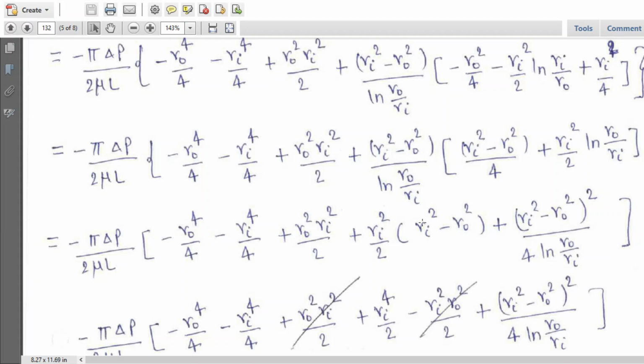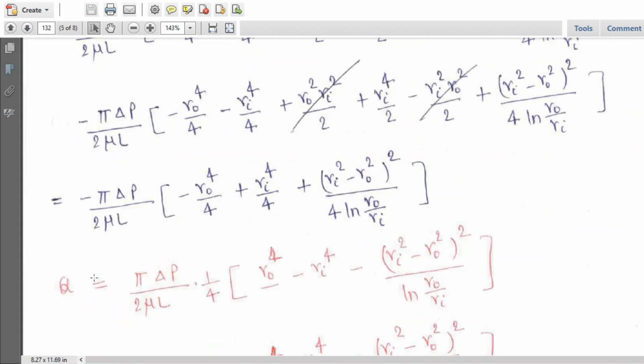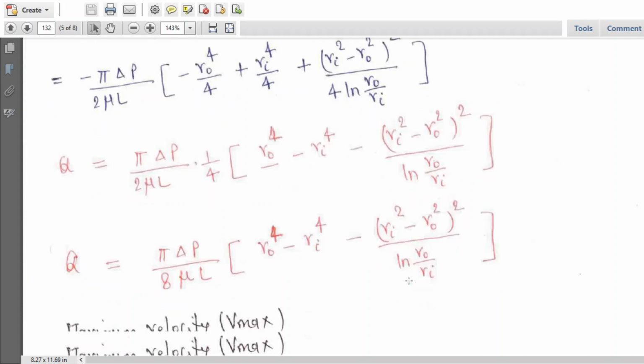Again we can reopen it here, and you get this term. We multiply here, and these two get cancelled. Finally we end up with the Q expression: pi delta p by 8 mu l, times r0 to the power 4 minus ri to the power 4 minus ri square minus r0 square, whole square, divided by ln r0 upon ri.